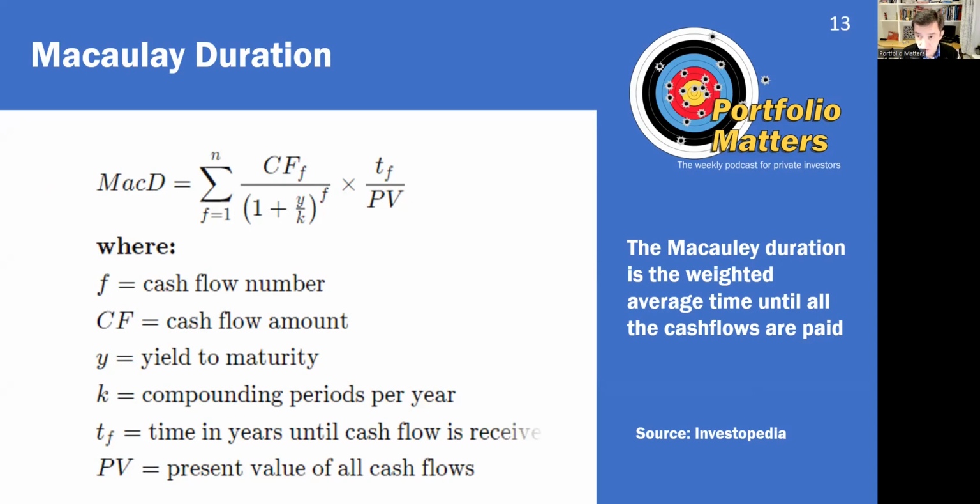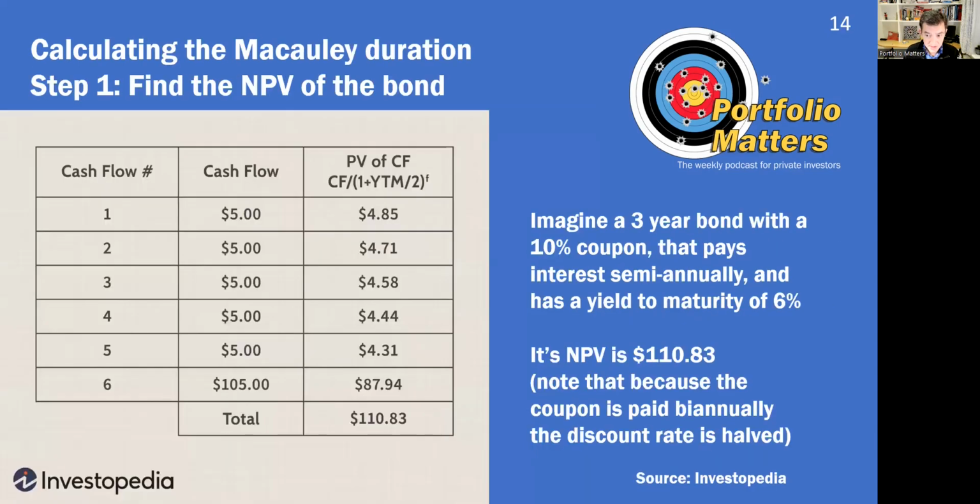So this is the formula for the Macaulay duration. And to do this calculation, you need to know the timing of all the cash flows. Okay, so this is from Investopedia. I would urge you, if you're interested, to go onto Investopedia and work this through. Okay, so let's imagine there is a 3-year bond with a 10% coupon that pays out interest semi-annually. So each year it pays out 2 coupons of $5, and it has a yield to maturity of 6%.